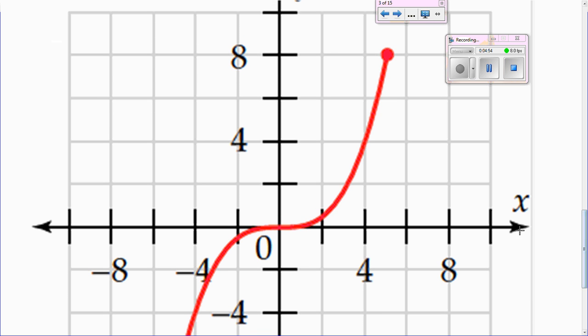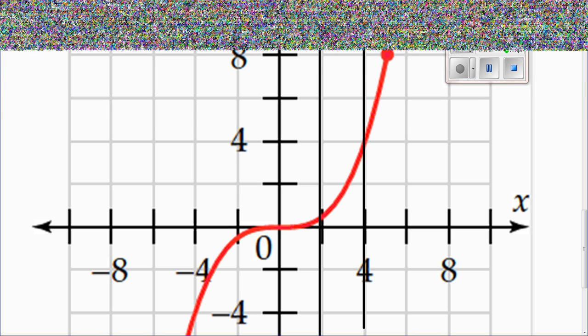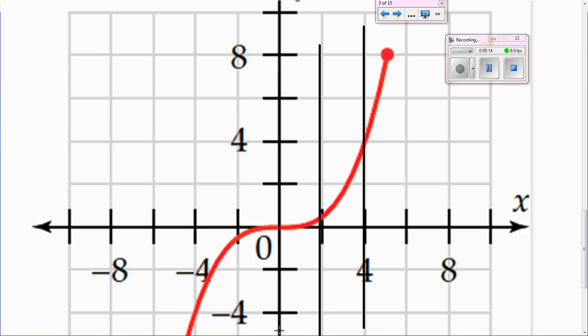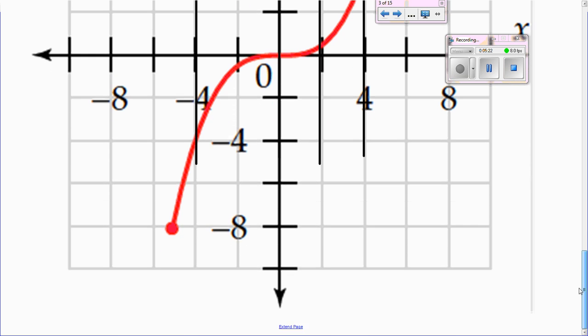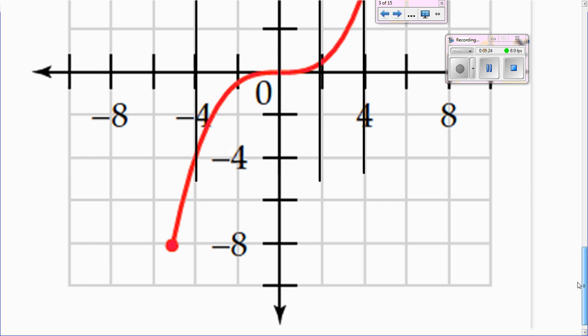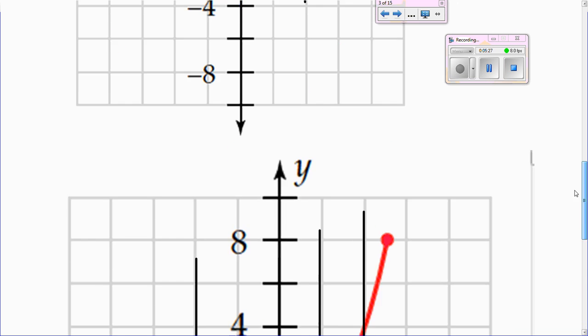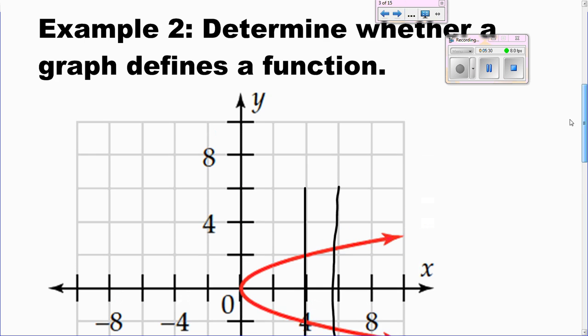Moving on to the next one. If I draw a vertical line, at any point, it can never go through more than once. This one goes through here, but nowhere else. If I just kept drawing vertical lines, you would see that would always be the case. It's not going to go through the red line, or the graph of our function, more than once. So this one would be a function. So the vertical line test is an easy way to determine whether or not it would be a function.